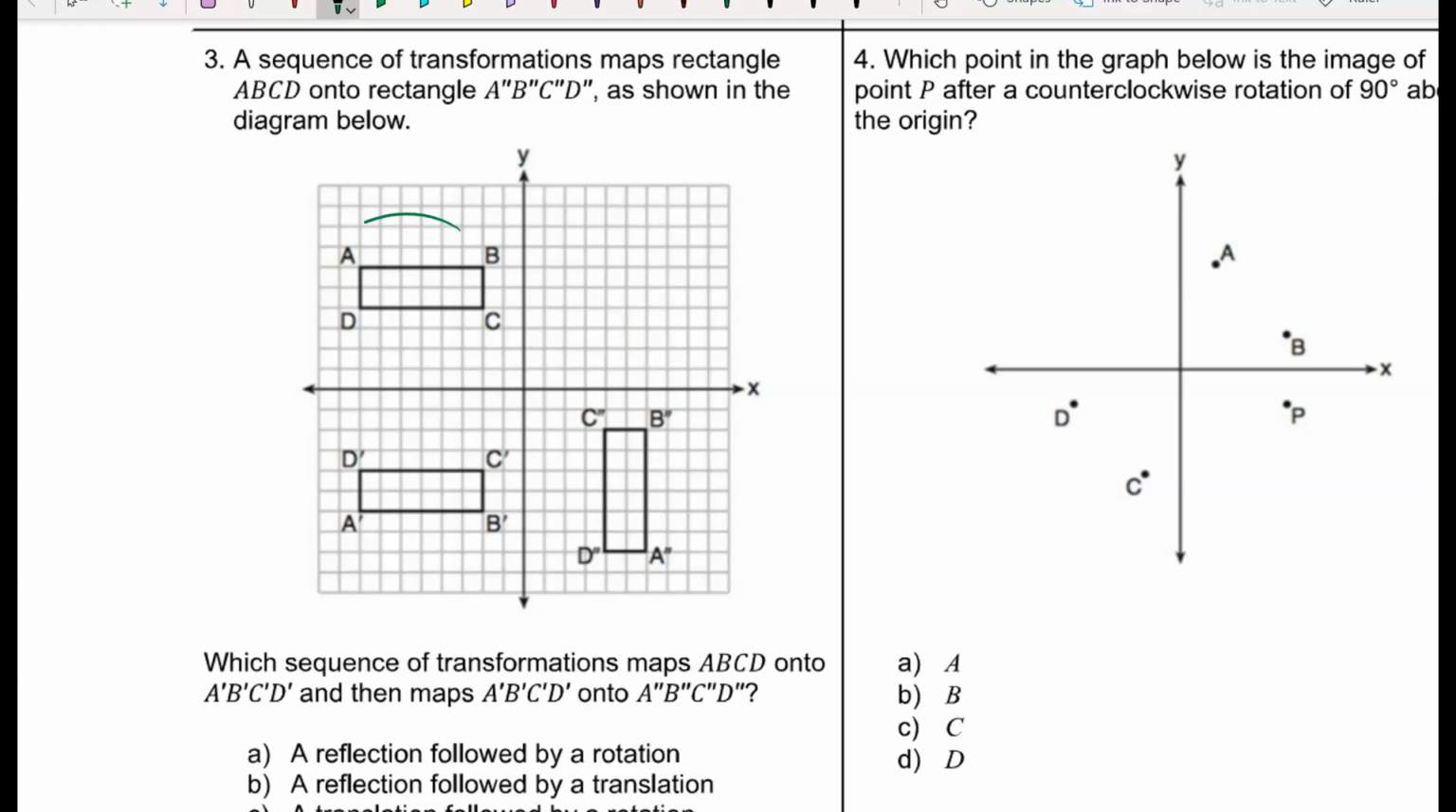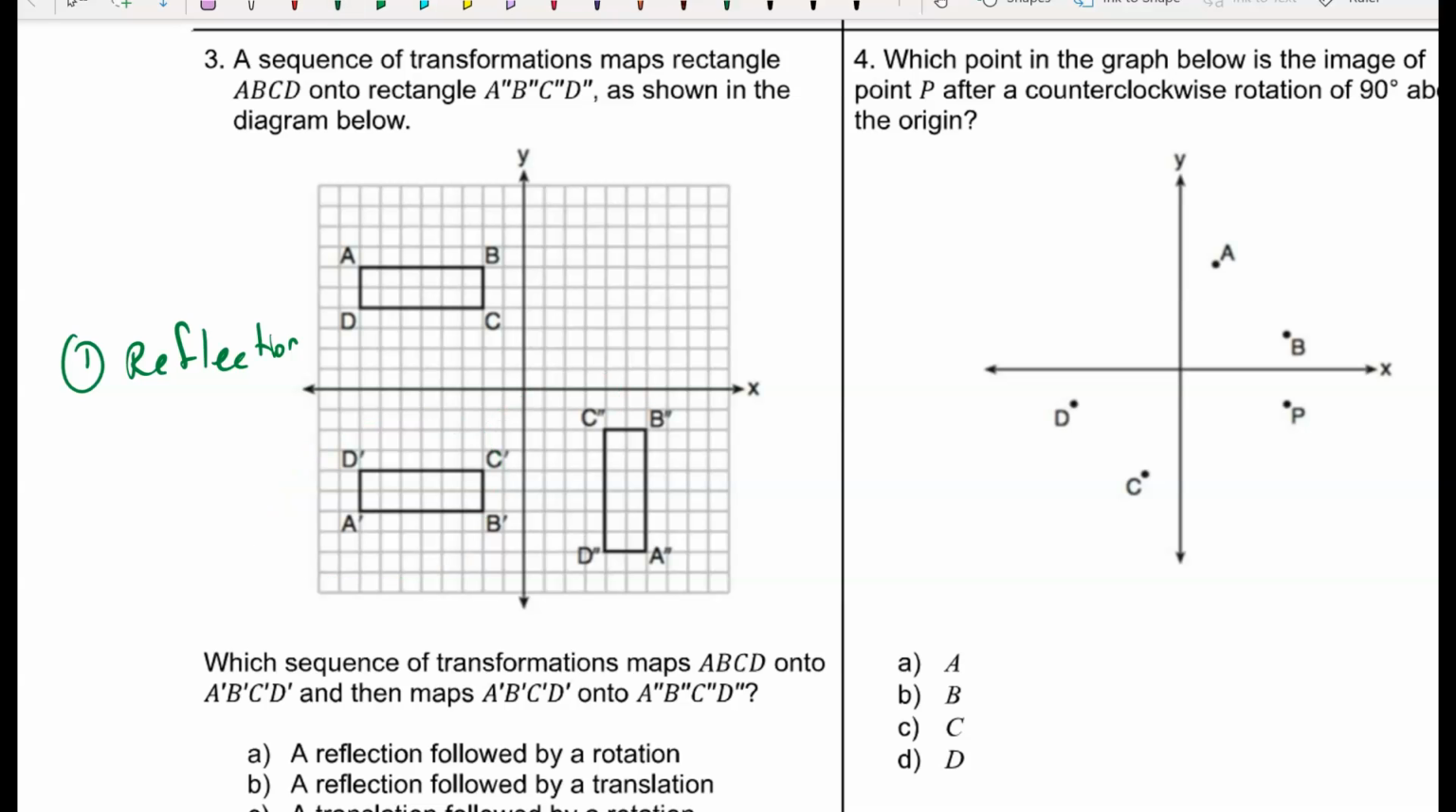So I want to start with my first transformation to get from my original to my first image. Well, if I'm trying to visualize this, it looks like I flipped it right over the x-axis, so I know I'm going to start with definitely a reflection. Right, because if I count the distance from D to the x-axis, that's the same as the distance from D prime to the x-axis, and I can do that for any of my points. So really, I just need to figure out what happened from my first image to my second image.